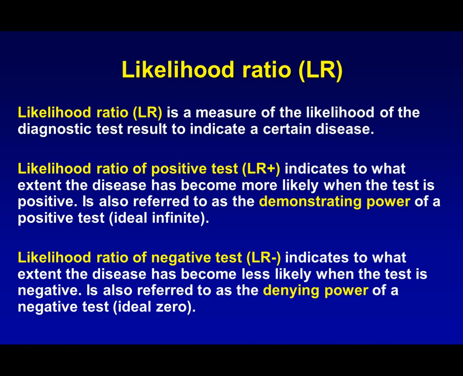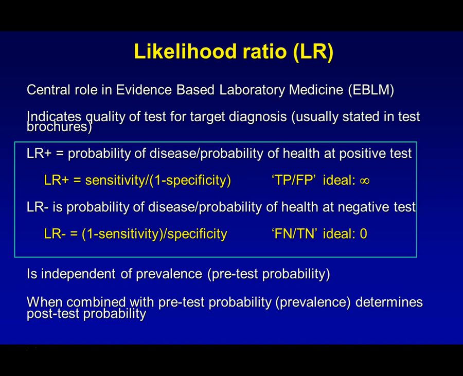The last parameter of the diagnostic accuracy is the likelihood ratio. It is a measure of the likelihood of the diagnostic test result to indicate a certain disease. The likelihood ratio of a positive test indicates to what extent the disease has become more likely when the test is positive. It is also referred to as the demonstrating power of a positive test. It should be infinite. The likelihood ratio of a negative test indicates to what extent the disease has become less likely when the test is negative. It is also referred to as the denying power of a negative test and should be 0.